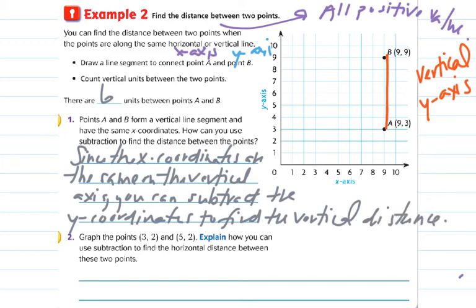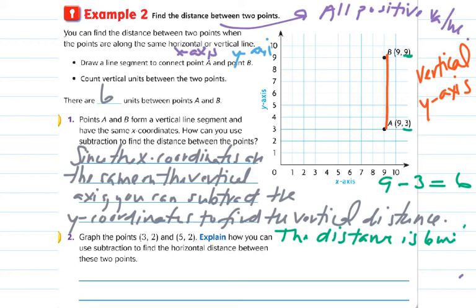And so what we see, boys and girls, is that the vertical distance would be the y coordinate is 9 minus 3, which is equal to 6. So the distance is 6 units. And notice we only subtracted the y coordinates because we're talking about the vertical distance or the y-axis. 2. Graph the points 3, 2 and 5, 2.